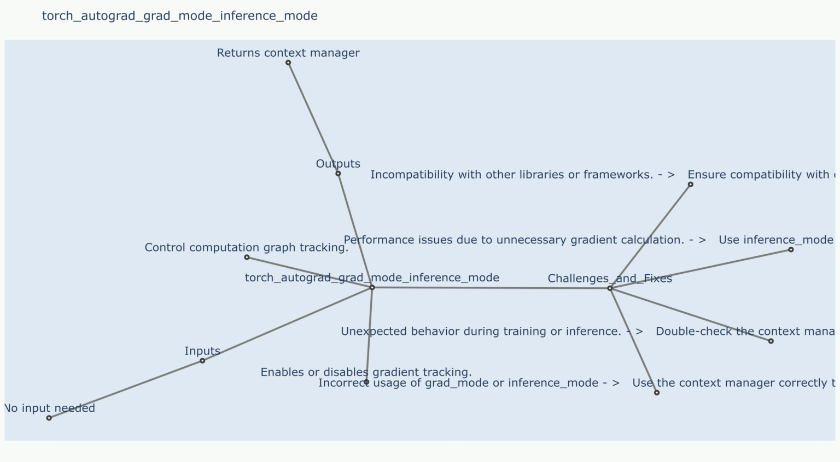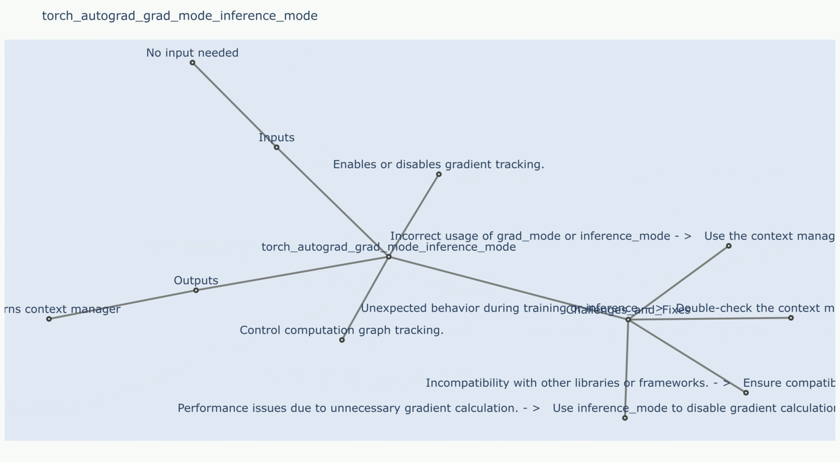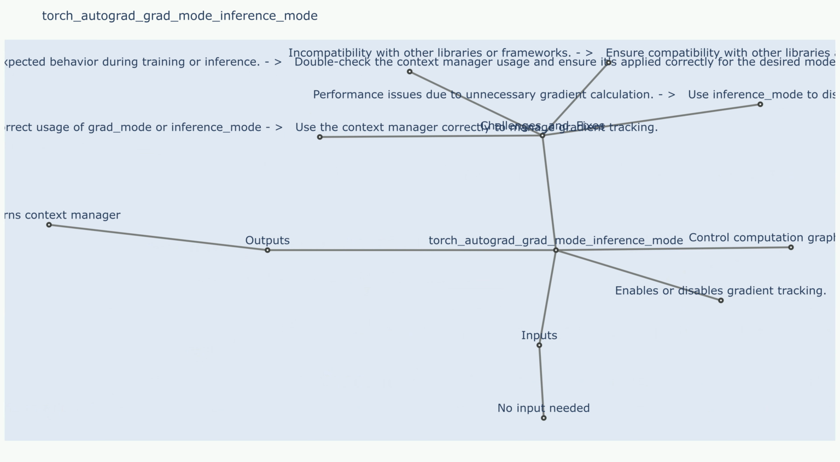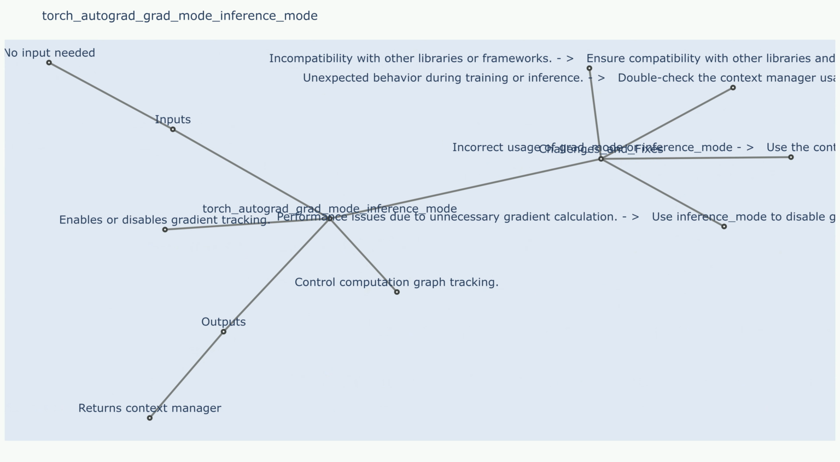Torch autograd grad mode, inference mode. Description. PyTorch autograd provides the core functionality for automatic differentiation. Grad mode and inference mode are context managers that control whether gradients are tracked during computation. Grad mode enables gradient tracking and is the default mode. Inference mode disables gradient tracking and is typically used for inference and model evaluation.